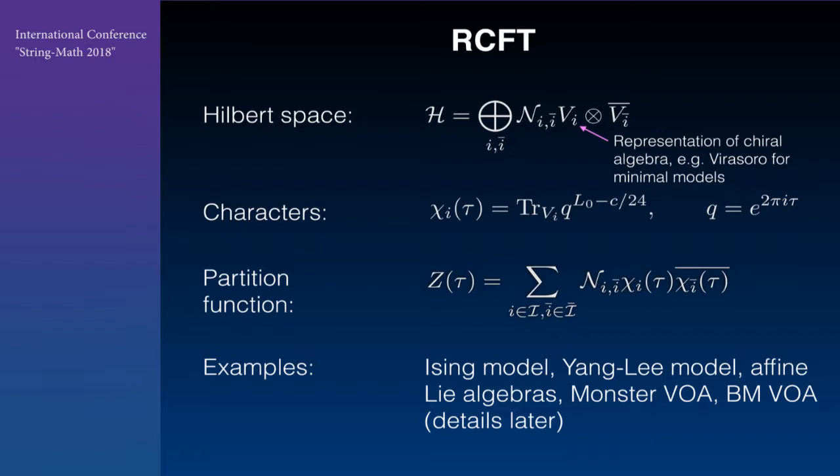There are characters, which is the trace in a representation of q to the L naught minus c over 24, c being the usual central charge, q is e to the 2 pi i tau, where tau lives in the upper half plane. And there's a partition function, which is a finite sum of holomorphic and anti-holomorphic characters, and one of the requirements of rational conformal field theory is that that partition function should be modular invariant. So examples include the Ising model, the Yang-Lee model, affine Lie algebras, more exotic things like the monster VOA, the baby monster VOA, which will appear briefly later on, and of course many other examples are known as well.